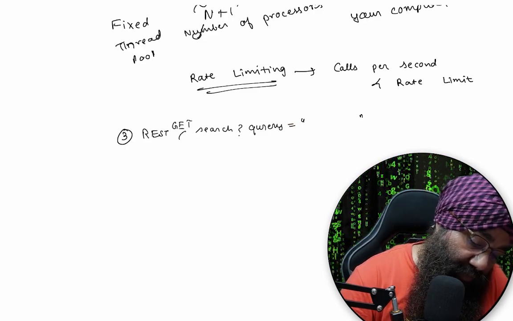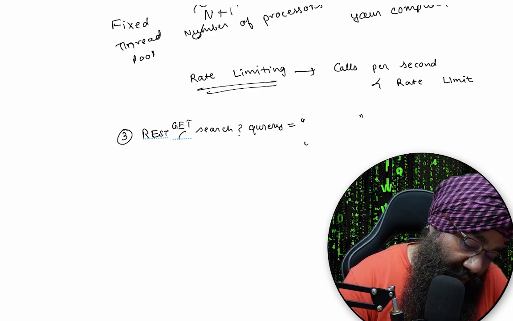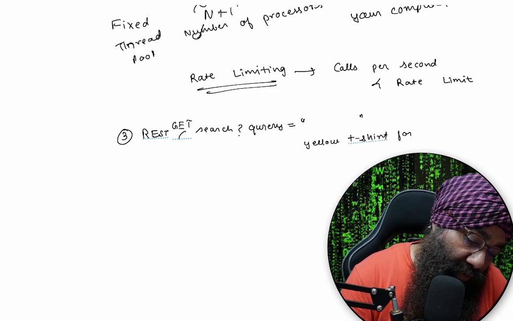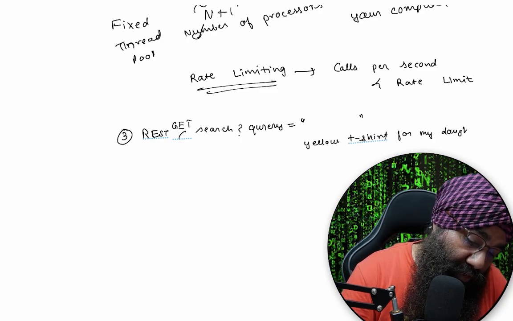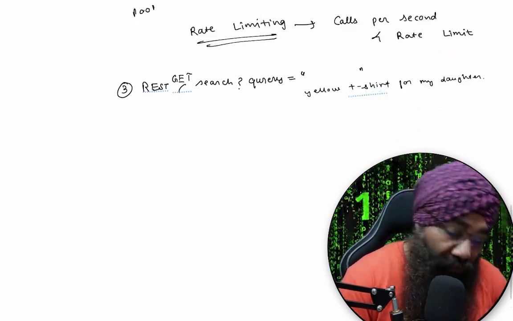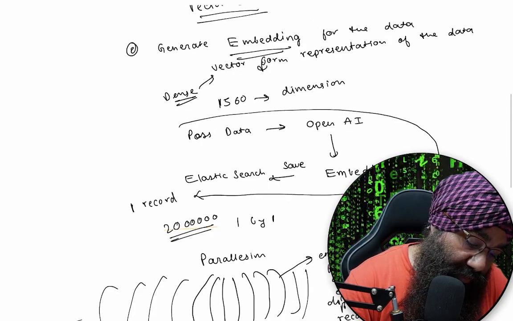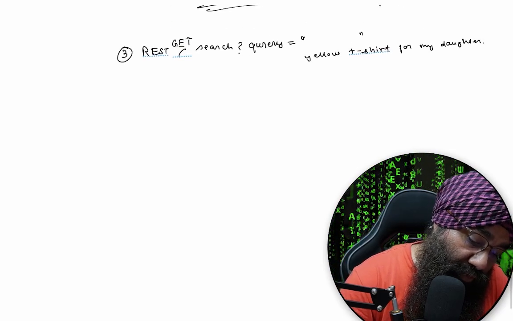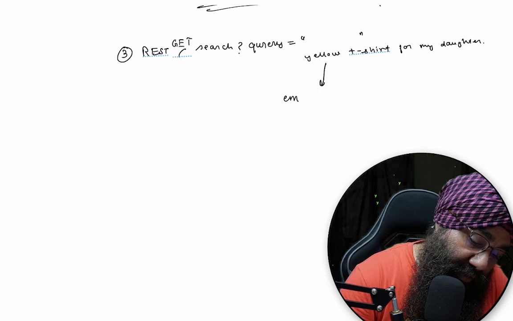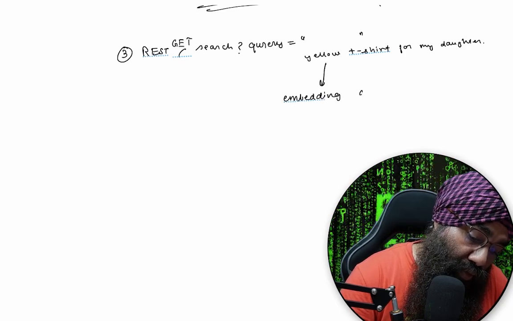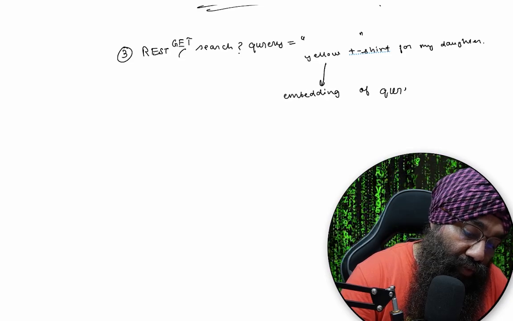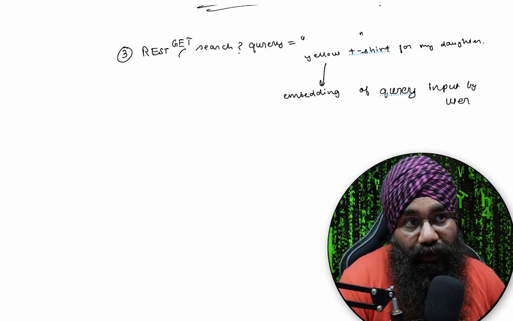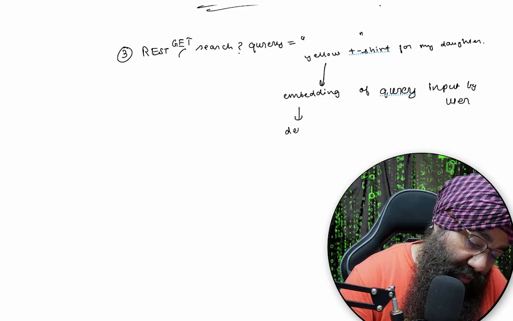The example of this request is, suppose I say, a yellow t-shirt for my daughter. For all this you need to write code in step number 2, as I said. Now in step number 3, you have to generate an embedding for this query as well. Again, for generating the embedding you have to call OpenAI for this query which is sent by the user.